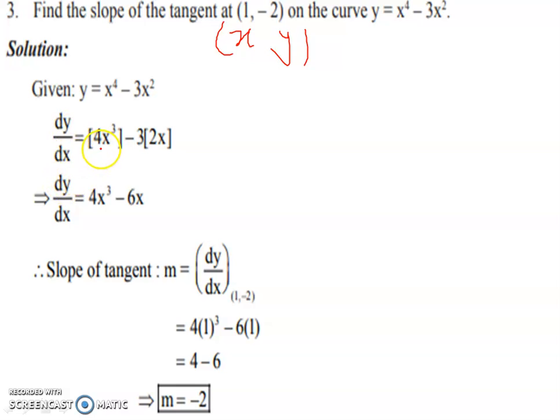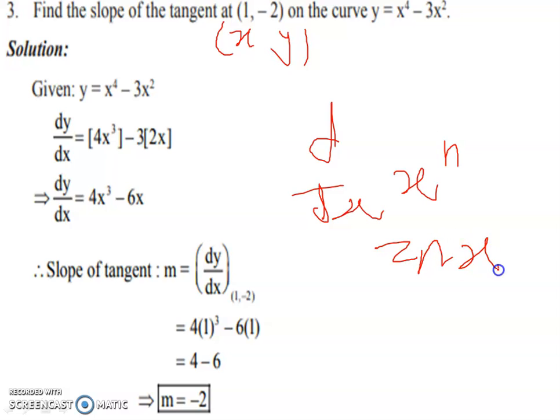So dy by dx is equal to 4x cube. We have to use the formula: derivative of x raised to n is n x raised to n minus 1. In this way, x raised to 4 has derivative 4x cube, minus 3 remains the same, x square derivative is 2x. Simplify: 4x cube minus 3 times 2 is 6. So dy by dx is equal to 4x cube minus 6x.